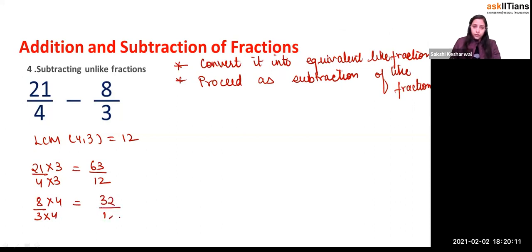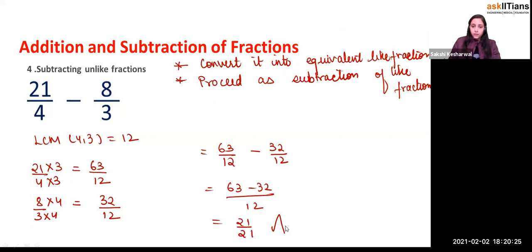32 by 12. So you have to do what? 63 by 12 minus 32 by 12. So this is equals to what, beta? 63 minus 32 divided by 12, which is equals to what? 21 by 12 is your answer. That's it.